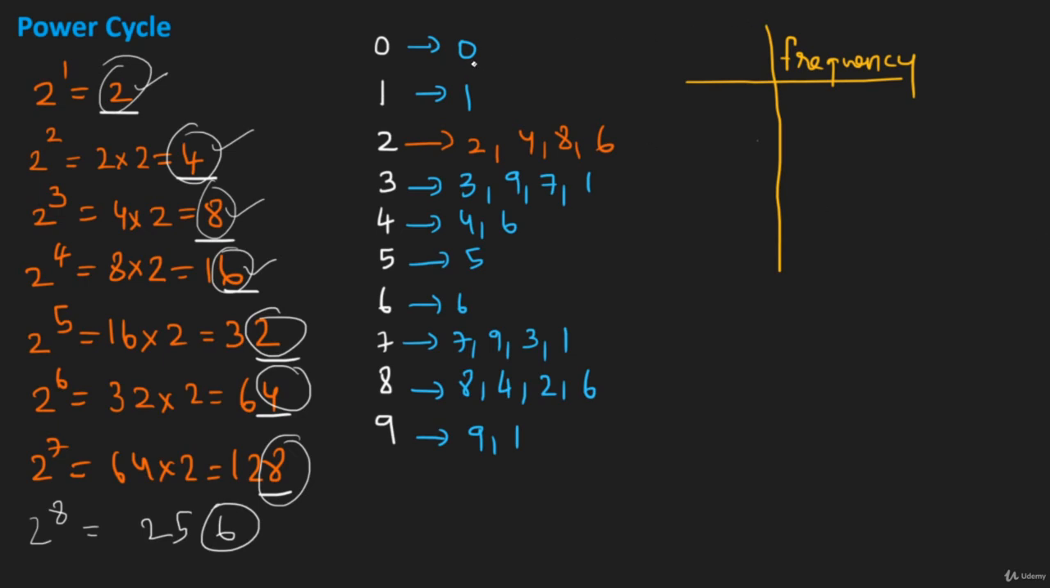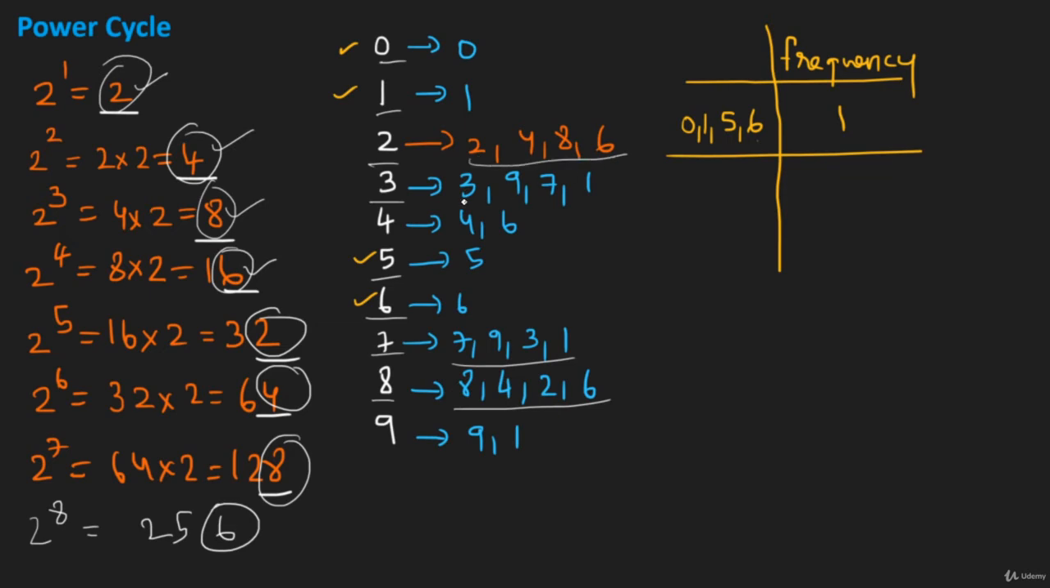In the case of 0, 1, 5 and 6, you can see that the number always repeats, right? And the frequency therefore is 1. It's just 0, 1, 5 and 6. Alright, in the case of 2, 3, 7 and 8, you can see that there are 4 numbers, right? In the case of 2 also you have 4. In the case of 3 also you have 4 numbers before you find the first number repeating again. So in the case of 2, 3, 7, 8, I can say that the frequency is 4. Alright, now we are just left with 4 and 9, and you can see that in these two cases the frequency is 2.